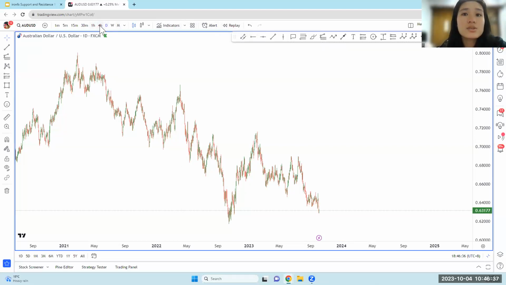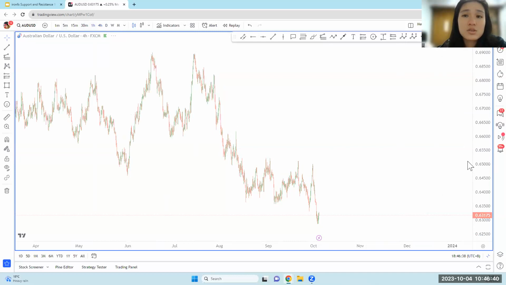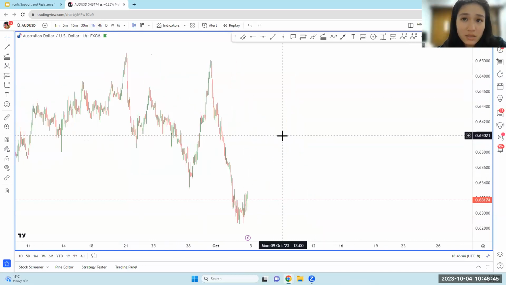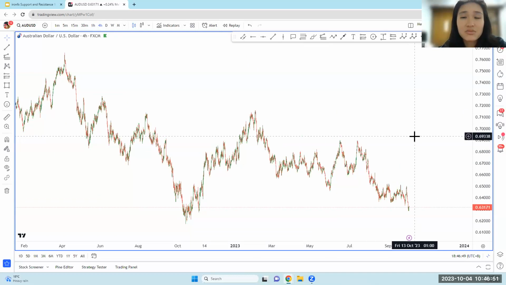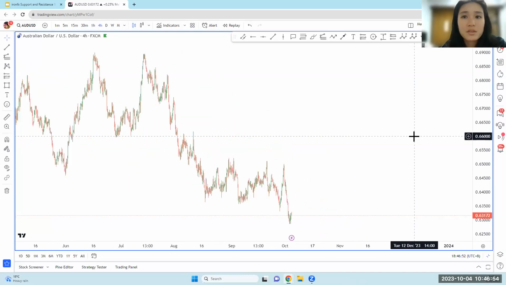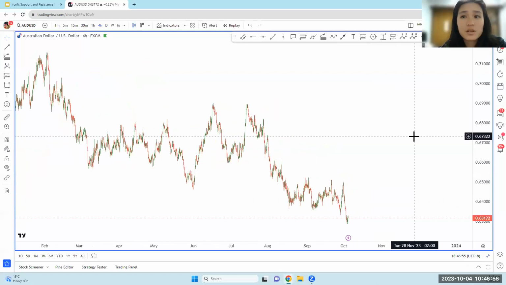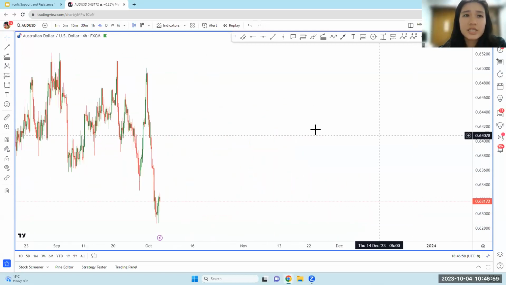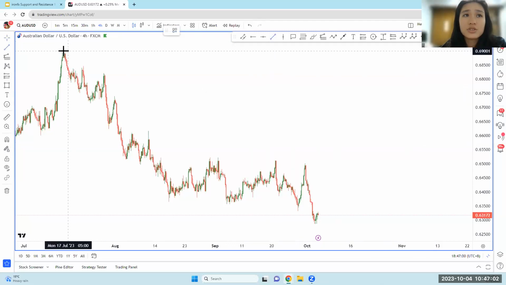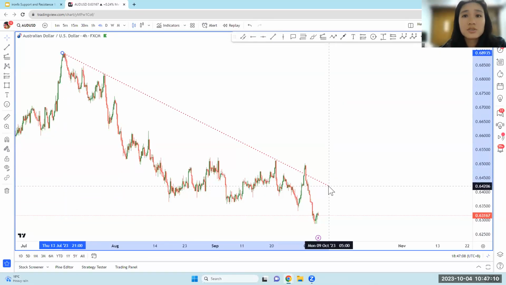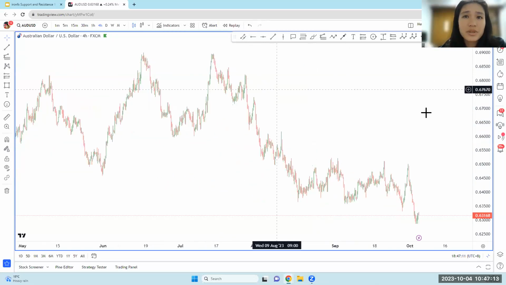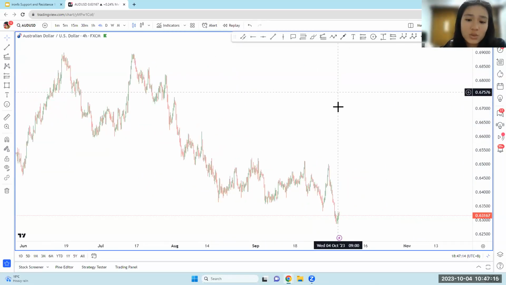Okay, next on our 4 hour time frame. So once again, I'm deciding between 4 or 1 hour, but both of these charts seem to be pretty clear. Maybe I'll just go ahead and analyze this on a 4 hour time frame. In this case, I don't really have a descending trend line here, but we can definitely see that the trend is downwards.